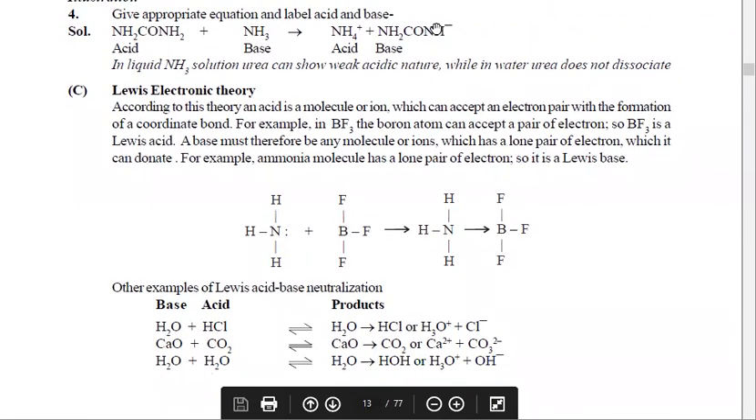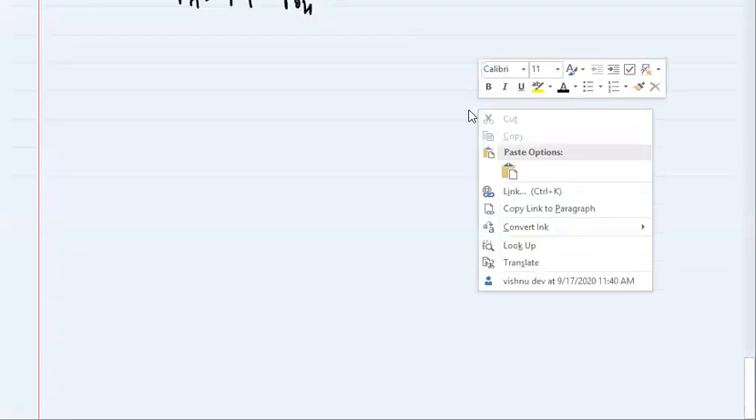Apart from that, we studied dissociation, the dissociation of weak acid and weak base. That's what we have studied. So we will focus on problem solving based on those concepts. Let's see some problems.